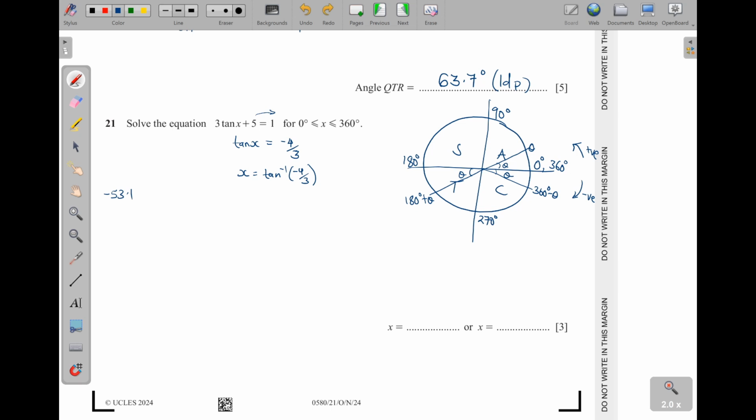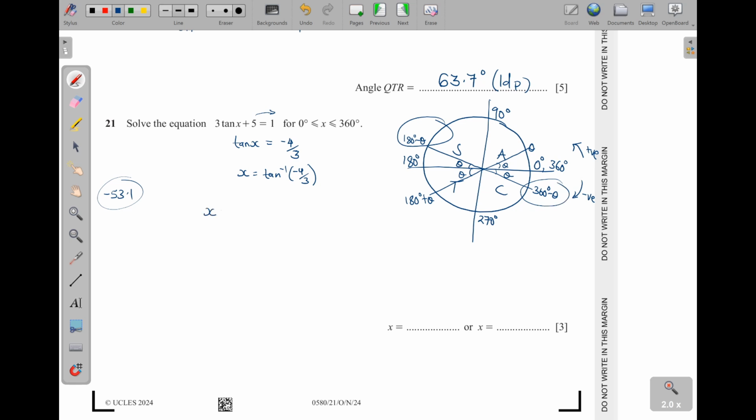Then also project it here. Opposite angles are equal, so this will be 180 minus theta. Now, tan is... so what you need to do, ignore this negative, okay? You get your 53.1. Then you go to the two quadrants where tan is negative. Tan is negative here in the second quadrant and in the fourth quadrant.